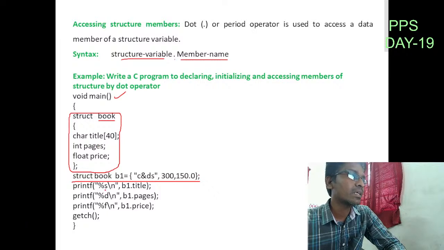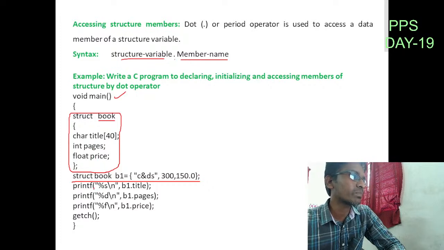So I repeat, if you want to initialize the structure members, or assign values to the structure members, then you have to use the following syntax: struct followed by the structure name and followed by the structure variable is equal to a list of values. The list of values are separated by commas, and it will be terminated by a semicolon. In this example, I am using struct book as the structure name, followed by b1 as the structure variable, equal to my book name, followed by the number of pages, and followed by the price of the book.